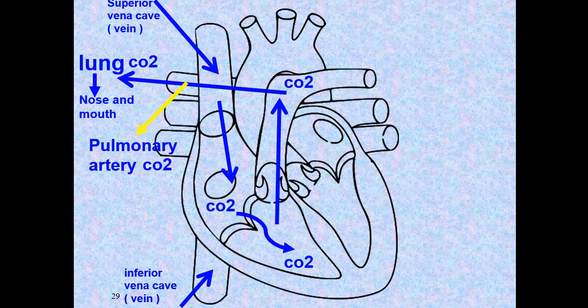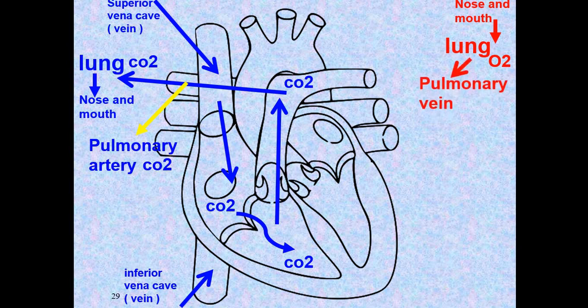Okay, what about the left side of the heart? Start from the nose and mouth. They give air rich in oxygen to the lung. So the lung now contains oxygen. The lung will give oxygen to the blood inside the pulmonary vein. So the pulmonary vein now contains blood rich with oxygen. Then the pulmonary vein will go to the heart.